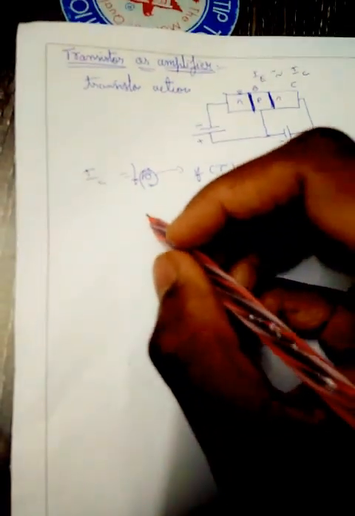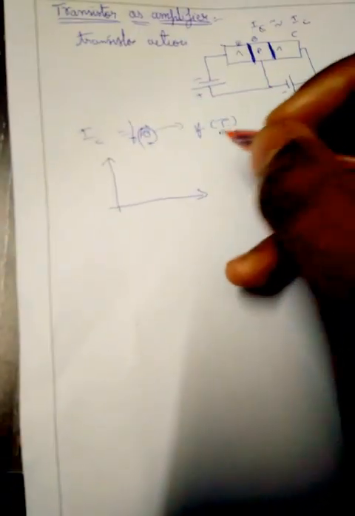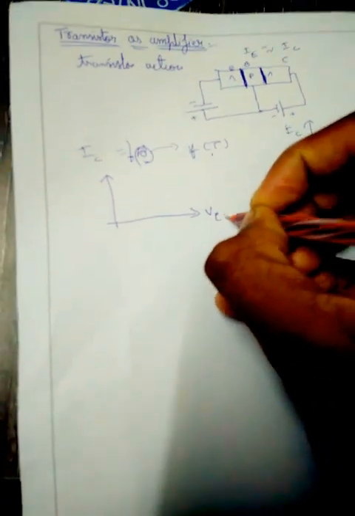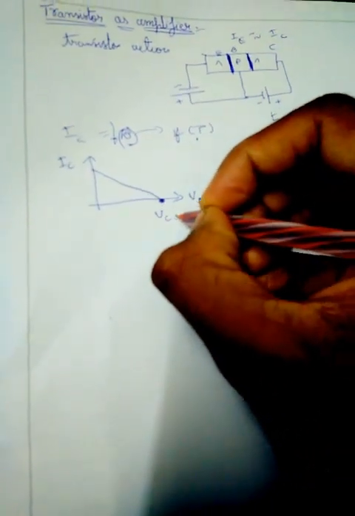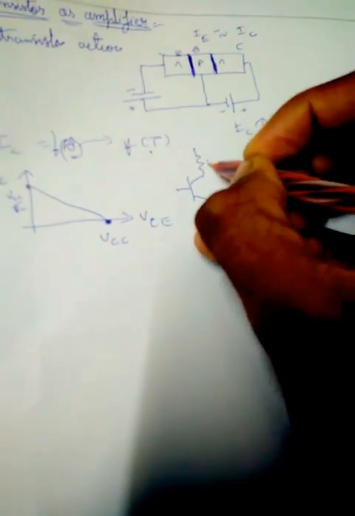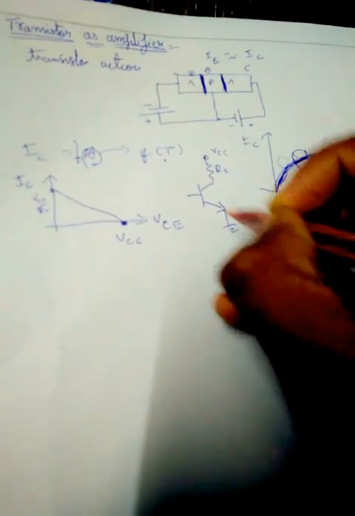There is a concept called the DC load line. Whenever a load is applied at the output of a transistor, VCE and IC are varied, and a load line can be drawn here. This point will be VCC and this point will be VCC by RC. This can be drawn from the transistor diagram: RC, VCC, this is grounded, and this is the input.